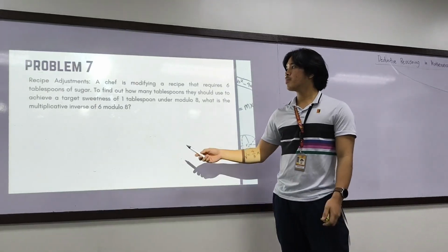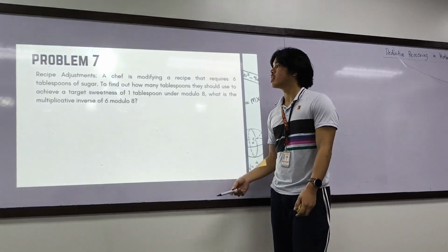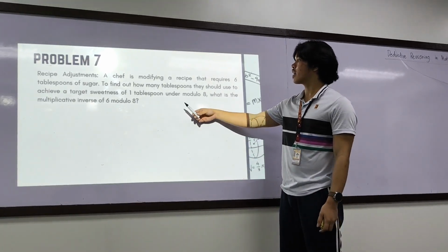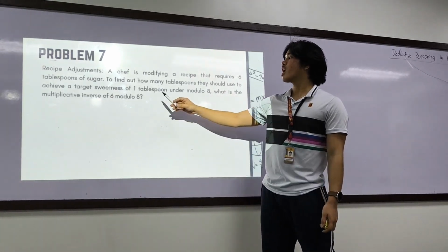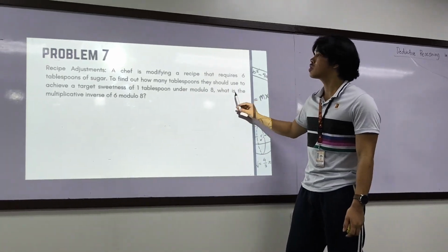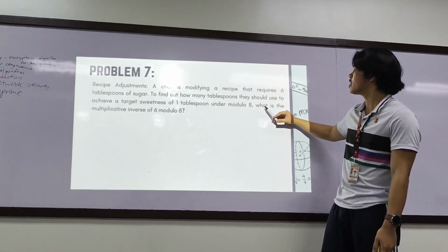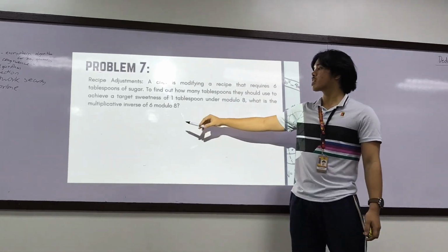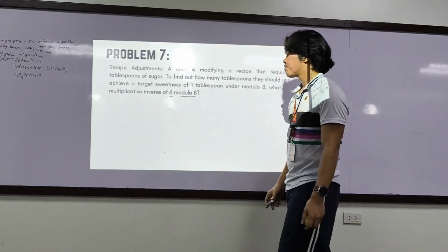So we have here problem number 7. For problem number 7, we have recipe adjustments. A chef is modifying a recipe that requires 6 tablespoons of sugar. To find out how many tablespoons they should use, considering a target sweetness of 1 tablespoon under modulo 8, what is the multiplicative inverse of 6 modulo 8?